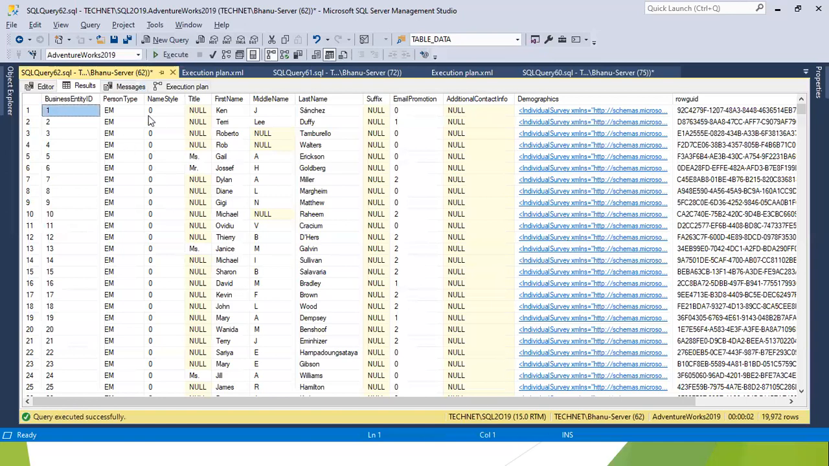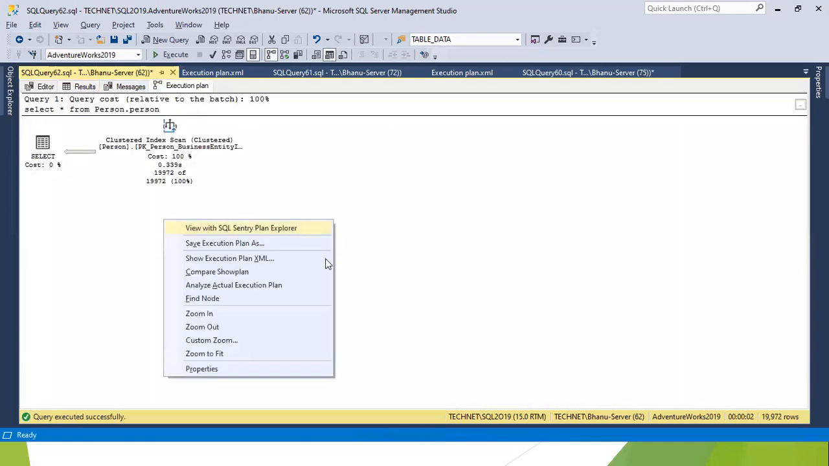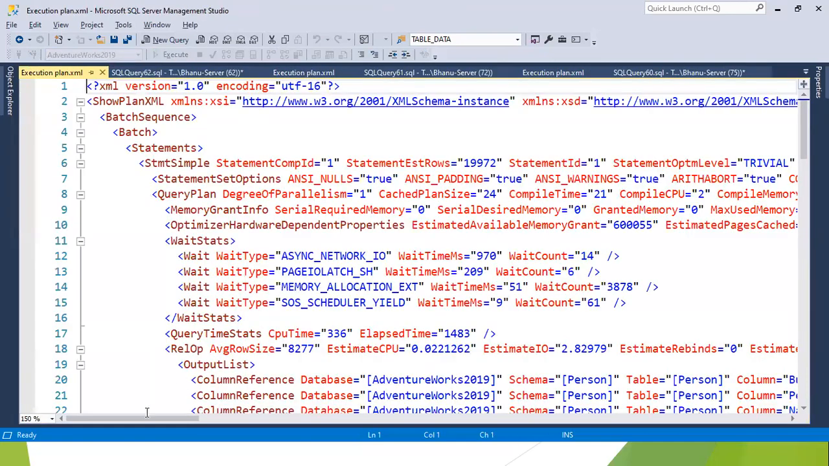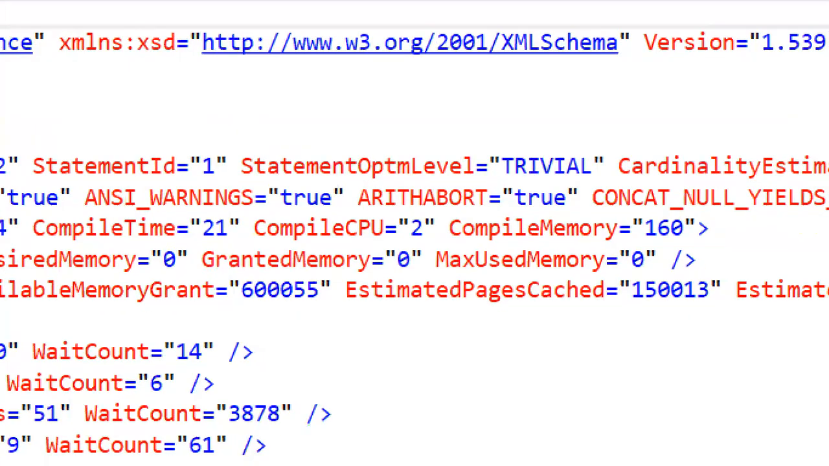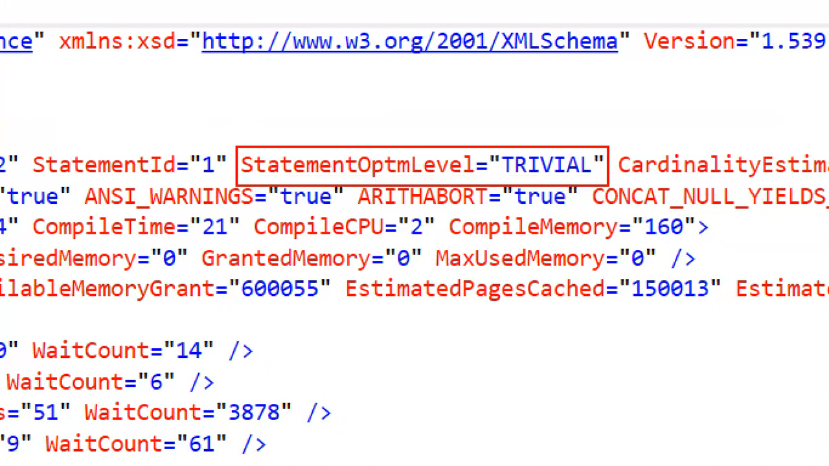But don't worry about what we are capturing here. If you see here, in the XML plan of the query, the statement optimization level is considered trivial and it is not going for further optimization. But if you have a huge table, huge indexes, or huge joins, or a huge where clause or predicates and all, then it will go for further optimization.